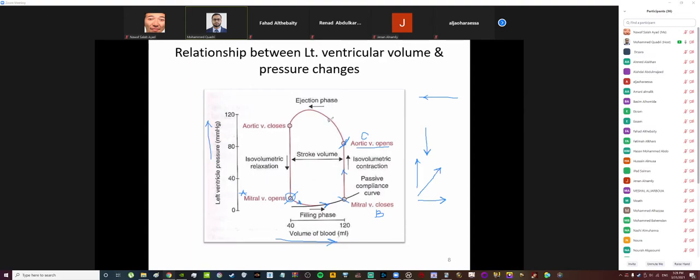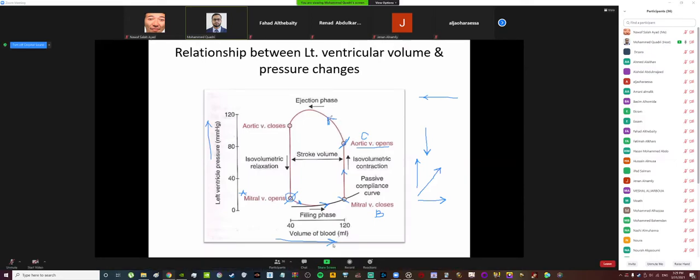And from here, which phase are we beginning? Rapid ejection phase. During the rapid ejection phase, the volume of the ventricle is decreasing because it's pumping the blood out, but the pressure reaches the maximum. Around how much approximately?